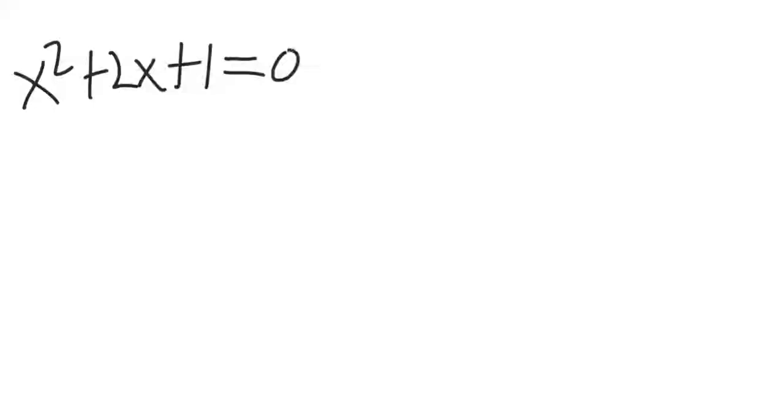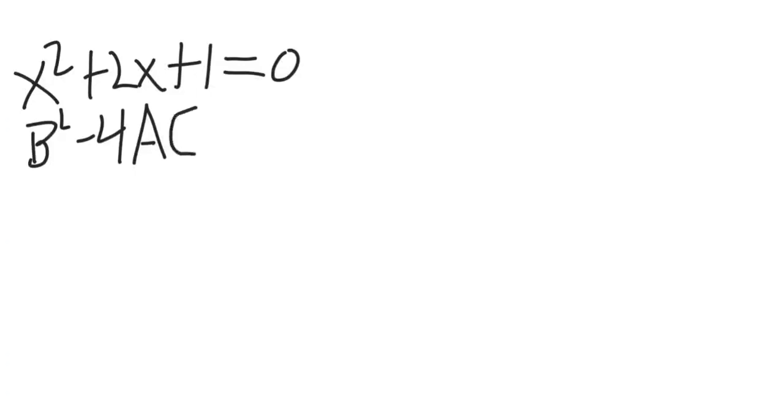As we know, the discriminant is b squared minus 4ac. We know that if it's positive, we have two solutions. If it's negative, we have two imaginary solutions, and if it's 0, we have one solution. So let's see what it is.